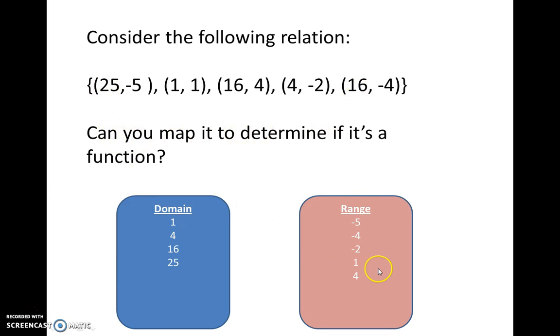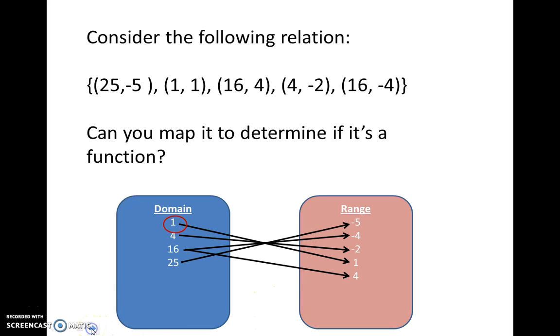And then my range numbers come from the y values. Those are the outputs. So negative 5, negative 4, negative 2, 1, and 4 are those numbers in order from least to greatest. So the next thing I want to do is map the relationship. So there we go. I mapped the relationship, and now I'm checking to see if each domain value only has one range number associated with it. So 1 checks out just fine. It only points to one number. 4 checks out fine. It only points to one number.